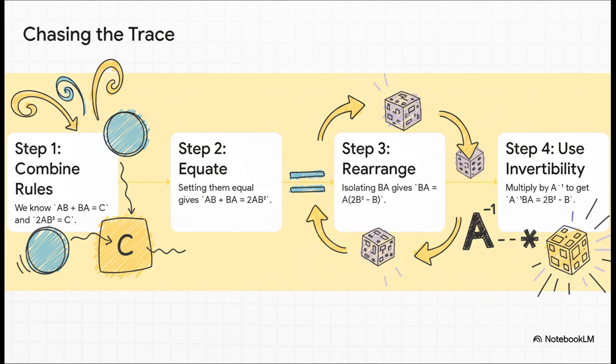Okay, so let's put this new tool to work. First, we pull together everything we know. We know B is in the club, so AB plus BA equals C. We also know B squared is in the club.